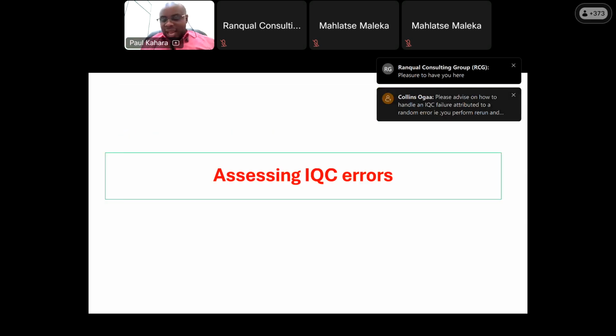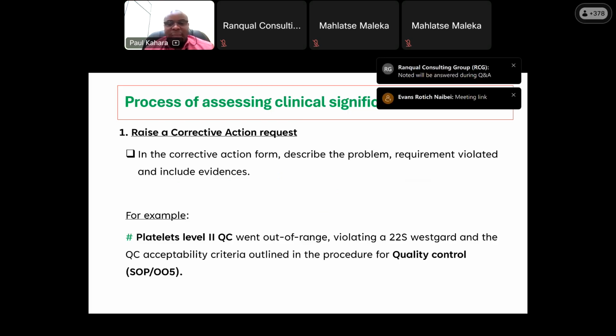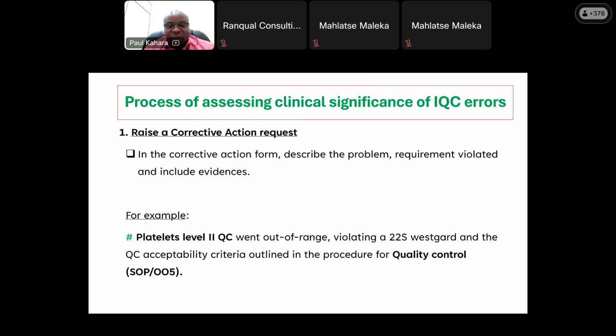Good. So how do we assess IQC errors now that I have told you all those stories? I want to describe it in form of a process because each stage of that investigation of the IQC failure is actually part of assessing the clinical significance. Number one is raising a corrective action request. And I want to mention this now that I have heard of many laboratories, and it's actually in one of the questions that you sent to us when you were registering. In some laboratories, they don't consider IQC or EQA failure as a nonconformity.